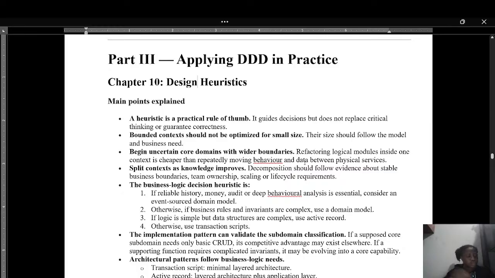So all right guys, let's study chapter 10. Studying this chapter 10, you understand what is meant by heuristic.